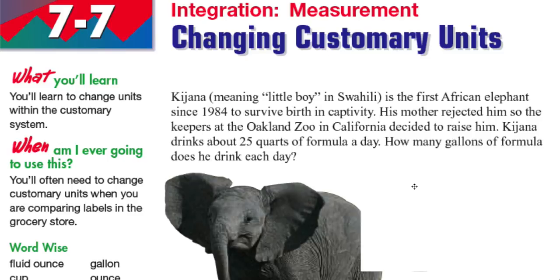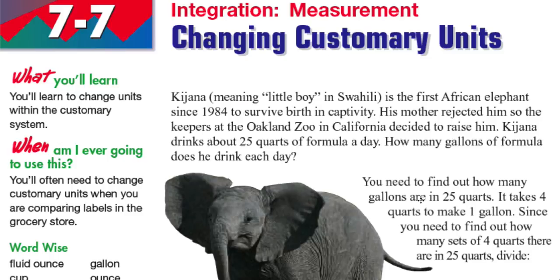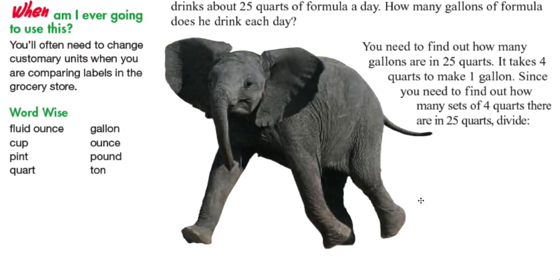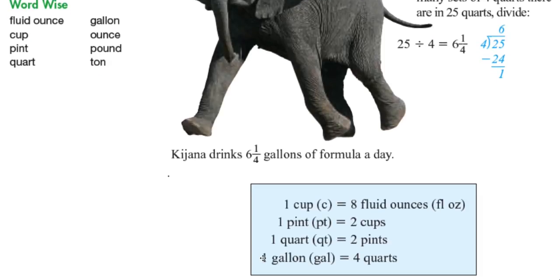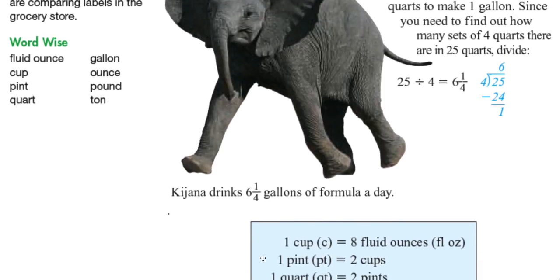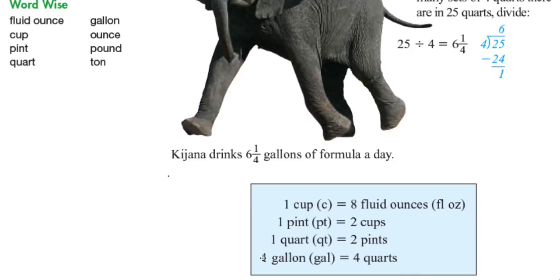Okay, so in this particular problem, you'll need to find out how many gallons are in 25 quarts. It takes 4 quarts to make a gallon. Since you need to find out how many sets of 4 quarts there are in 25 quarts, we divide. So 25 divided by 4 will be 6 and 1/4. Why? Because our remainder would be 1, so that's 6 and 1/4. So Kijana basically drinks 6 and 1/4 gallons of formula a day. That's a lot of milk.